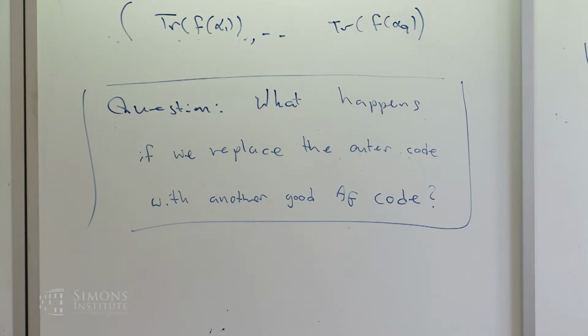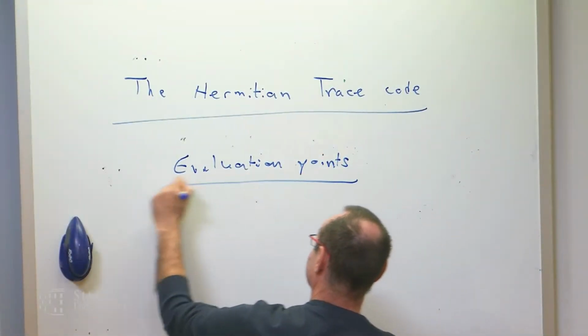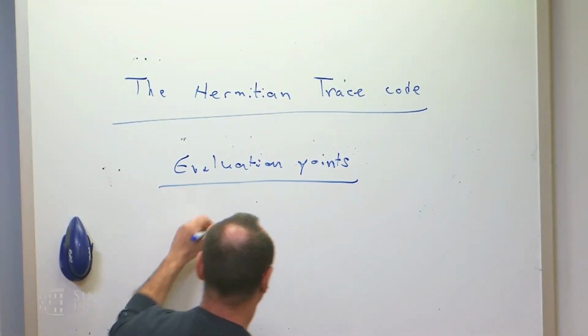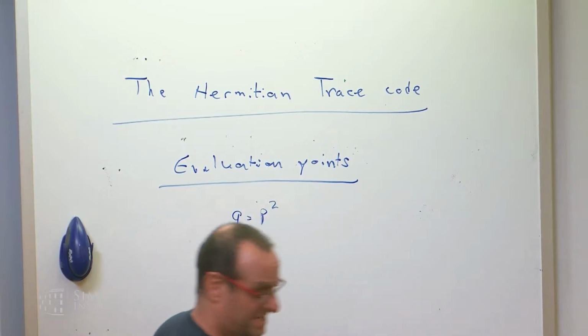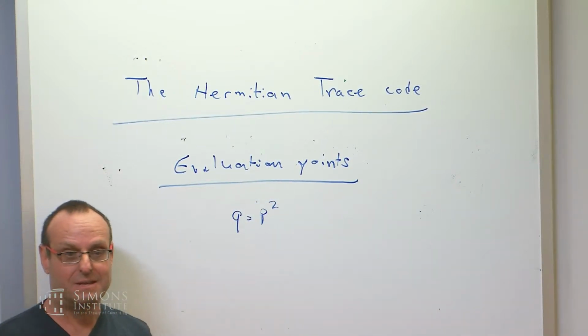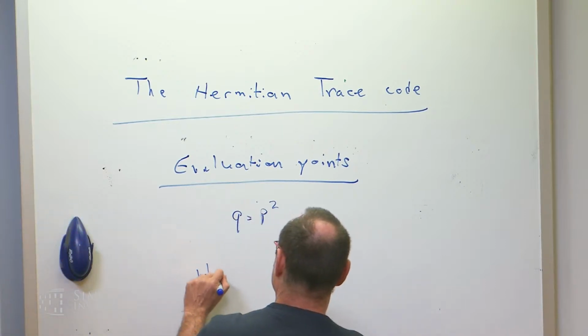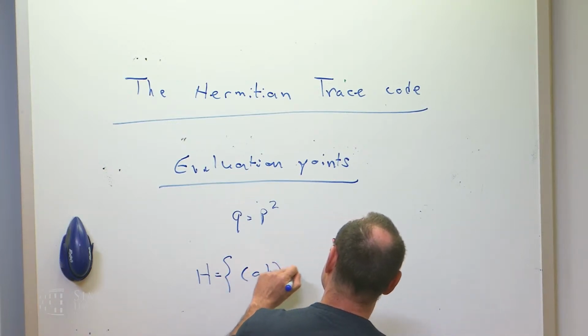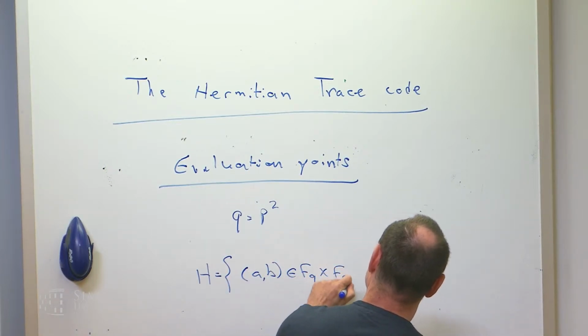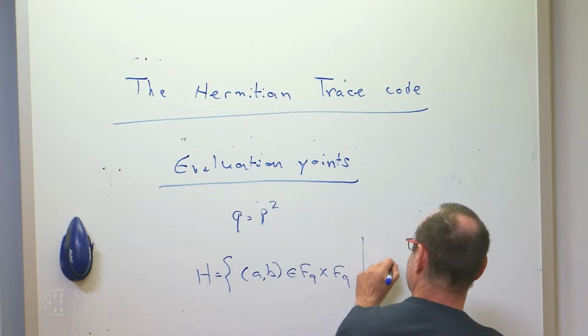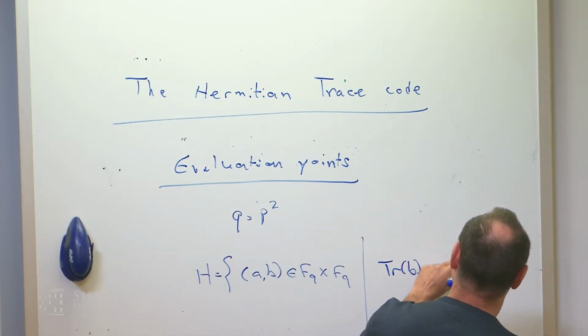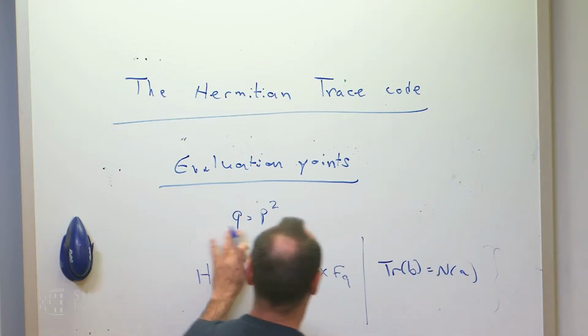Okay. So the Hermitian code is an evaluation code, like all algebraic codes. There is a set of evaluation points. What are these evaluation points? We take Q to be p squared, where p is some prime power, or if you want, a prime, it doesn't matter. And the evaluation points are all the points (a, b) in F_Q × F_Q such that trace of b equals norm of a. The trace is from F_Q to F_p.